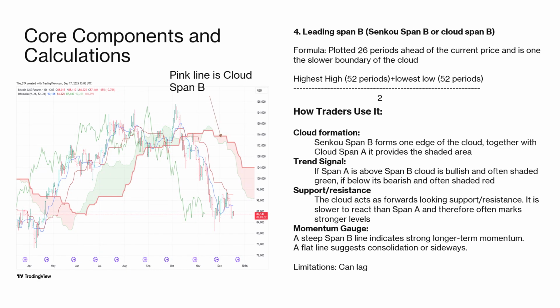Let's now look at cloud span B. So it's made up the following way. It's the highest high over 52 periods added to the lowest low over 52 periods, and that is divided by 2. Now, cloud span B, it forms one edge of the cloud, which together with cloud span A provides the shaded area on the chart. The cloud acts as support and resistance, but because this is slower to react than span A, it often marks the stronger support or resistance levels for the market.